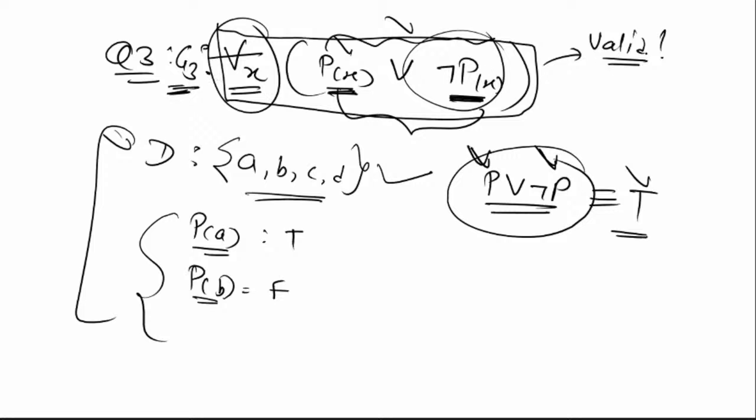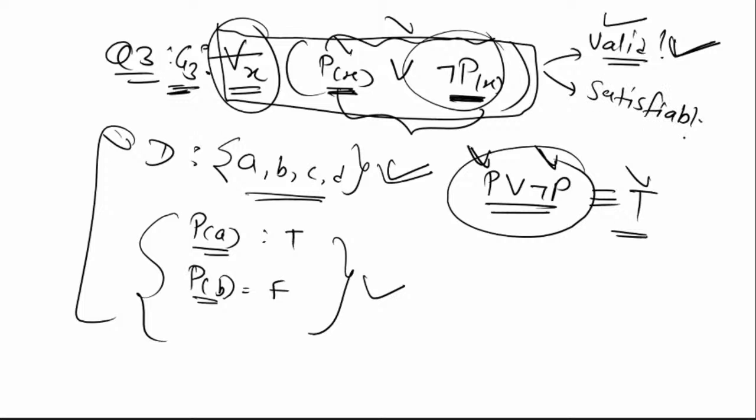This G3 is valid. Valid means this G3 is always true. In every environment, this G3 will be true. Whatever domain you take, whatever interpretation you take, this G3 will be valid. So you can say that every environment is a model. Because this is valid, this is satisfiable also.